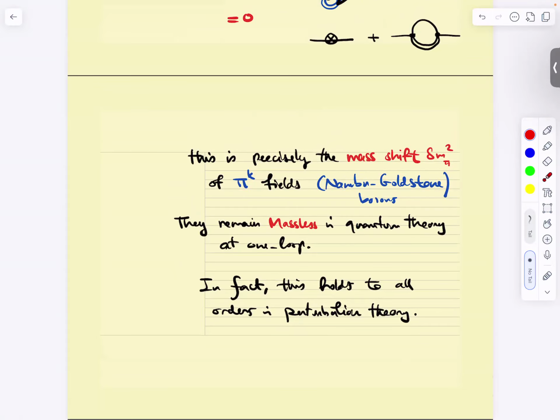So this was the first hint at how symmetries could save us. In the presence of spontaneous symmetry breaking, your low energy theory might look ugly. However, magically the coefficients might be related. All right. Yeah.